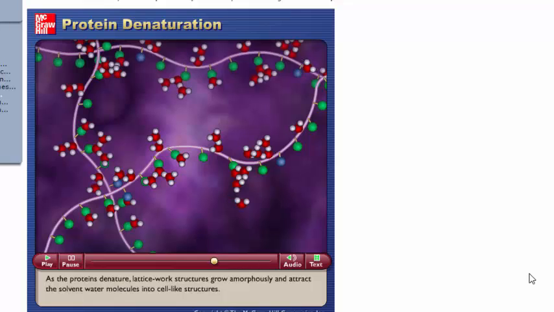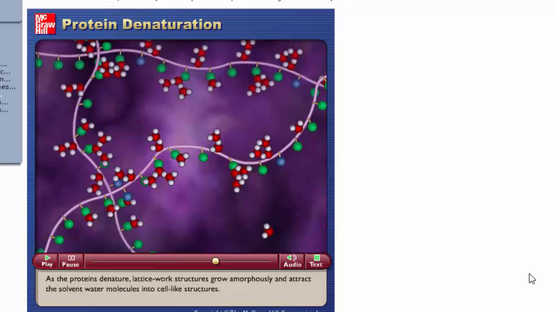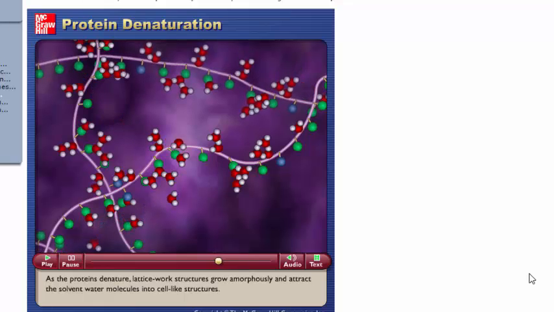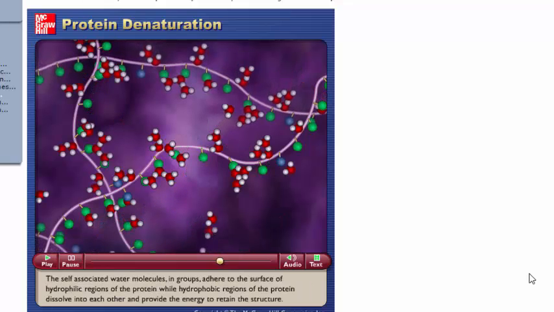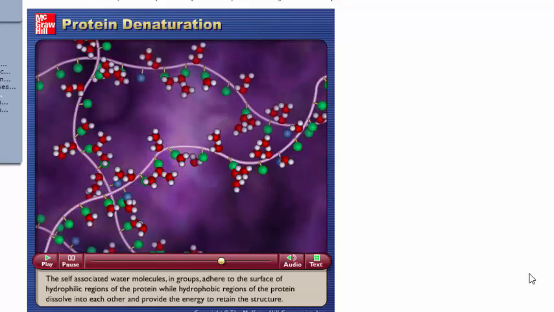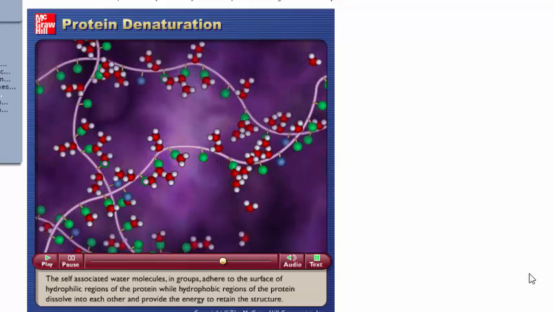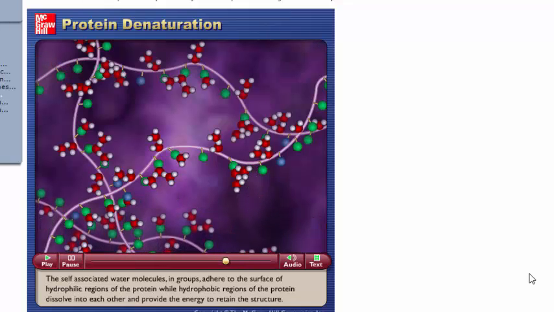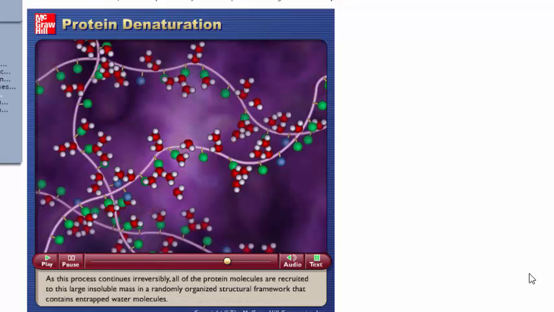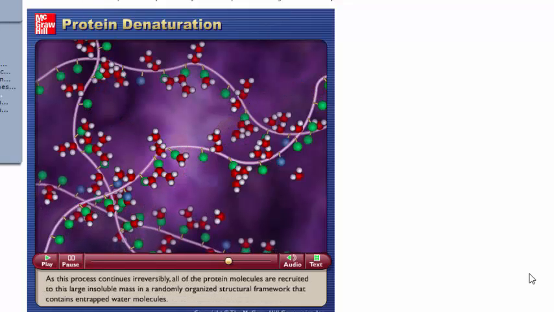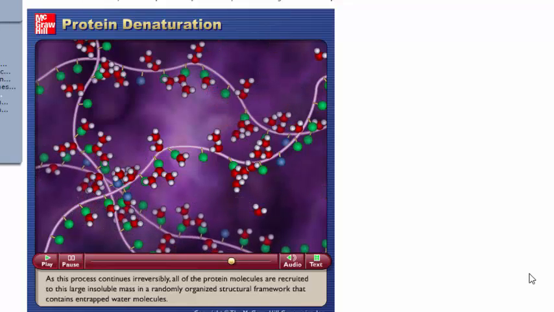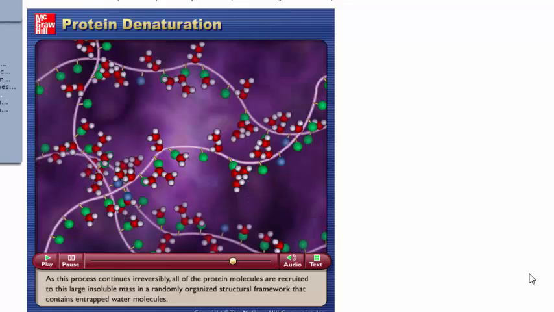As the proteins denature, latticework structures grow amorphously and attract the solvent water molecules into cell-like structures. The self-associated water molecules, in groups, adhere to the surface of hydrophilic regions of the protein, while hydrophobic regions of the protein dissolve into each other and provide the energy to retain the structure. As this process continues irreversibly, all of the protein molecules are recruited to this large insoluble mass in a randomly organized structural framework that contains entrapped water molecules.